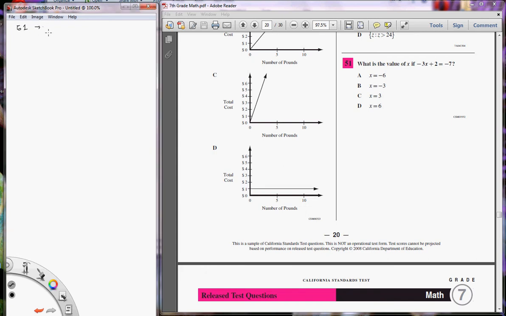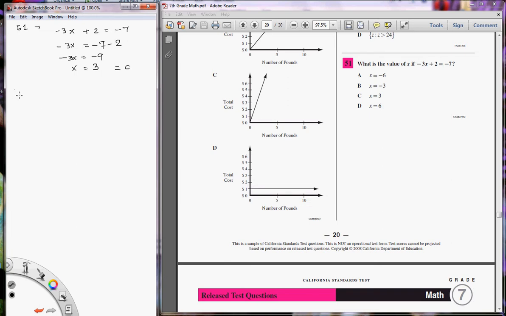Question: what is the value of x if -3x + 2 is equal to -7? So -3 times x plus 2 is equal to -7. Simplifying, -3x is equal to -7 minus 2, so -3x is equal to -9. Then x is equal to 3. So the answer will be C here.